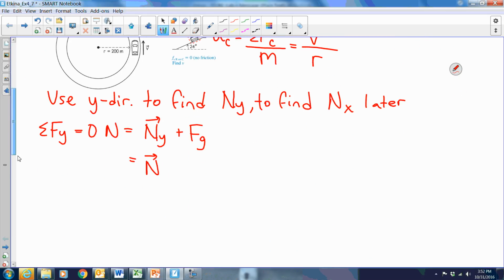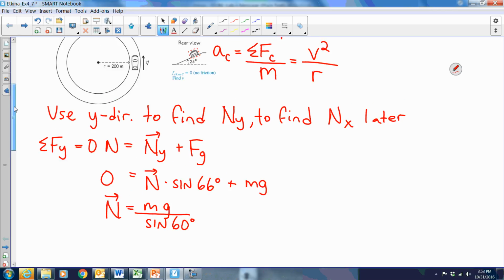So then I would do N times sine of 66 degrees plus the mass of the car times gravity, and that has to equal 0. So then in terms of m and g, I could subtract N times sine 66 from both sides, and then divide. So I would get this formula. Technically I'd get a negative, but g is negative as well, because g is negative 9.8 since it's down, but in the end the magnitudes are equal. So then I have a formula for N.